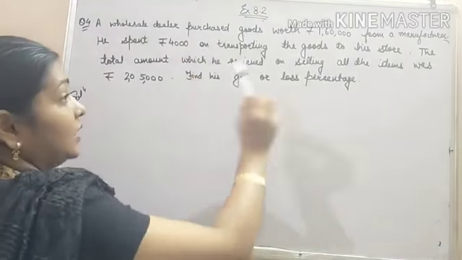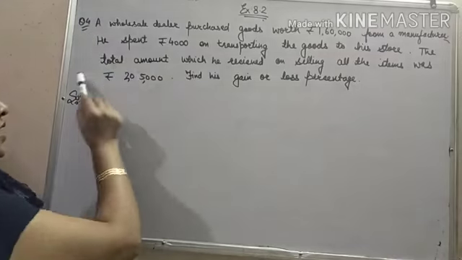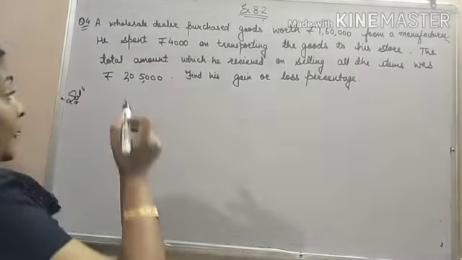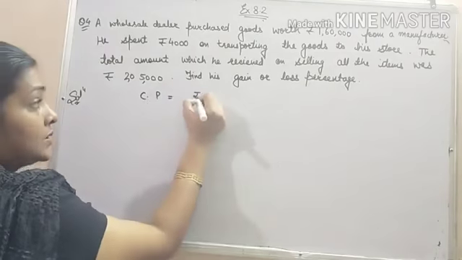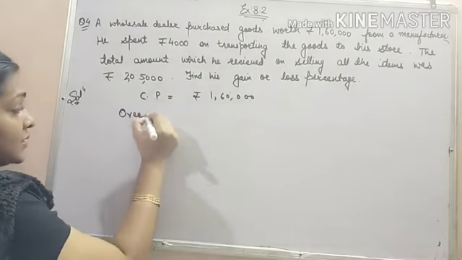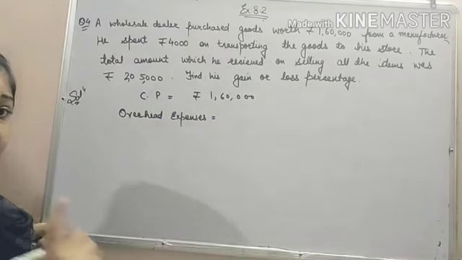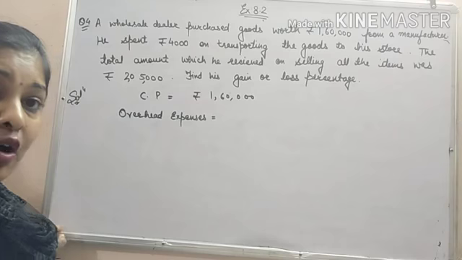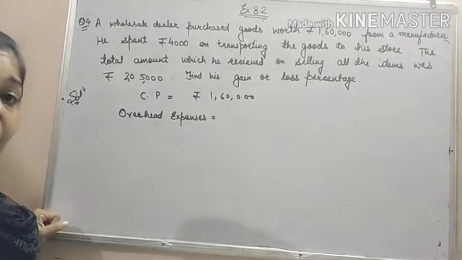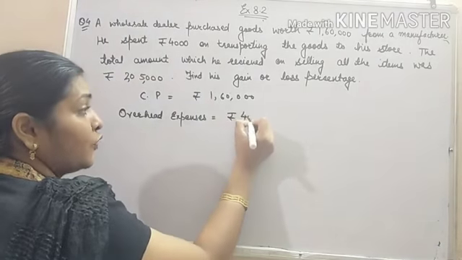Now it is given that the total amount which he received on selling all the items was 2,05,000. Find his gain or loss percent. See, CP was rupees 1,60,000. Now overhead expenses. Overhead expenses are the expenses which a person has to do even after the purchase of the item, either in the transportation or to modify the item or for any amendment. Is that clear? So overhead expenses is rupees 4,000.